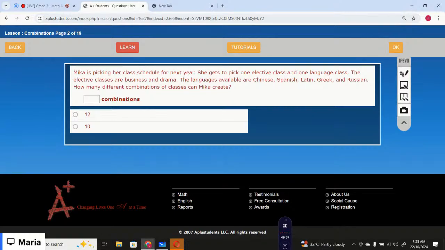The next one is Mika is picking her class schedule for next year. She gets to pick one elective class and one language class. The elective classes are business and drama. The languages available are Chinese, Spanish, Latin, Greek, and Russian. How many different combinations of classes can Mika create? So, which is the correct option?